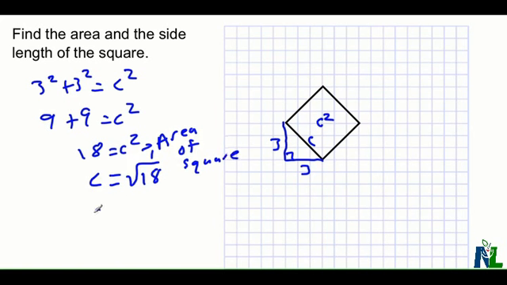And now I'm going to find an estimate. 18 is between the perfect squares 16 and 25. So it's much closer to 16. A good estimate might be about 4.2. Okay, so that's how you can use the Pythagorean theorem to find the area of squares and the length of line segments on a coordinate grid.